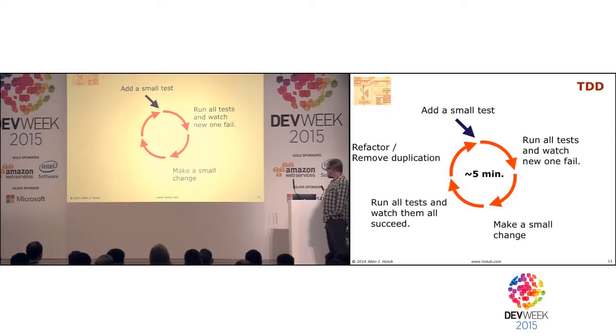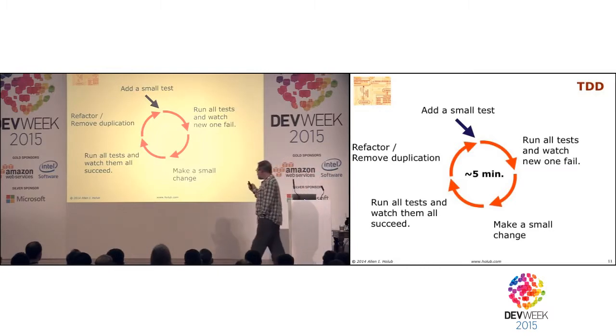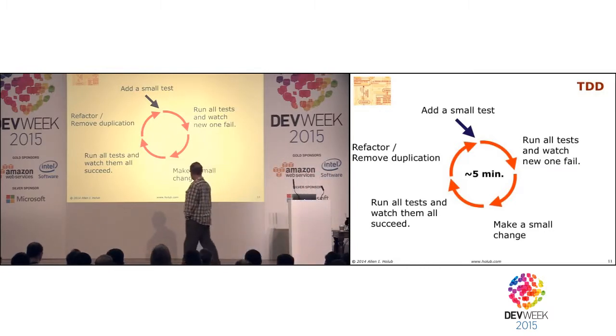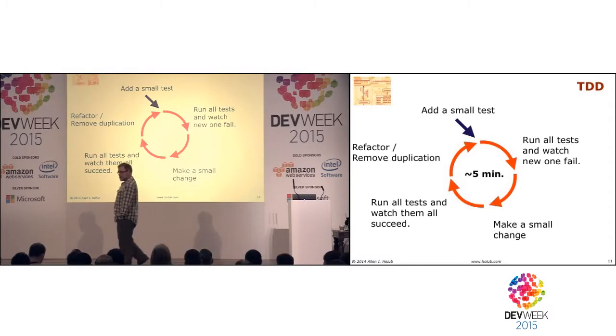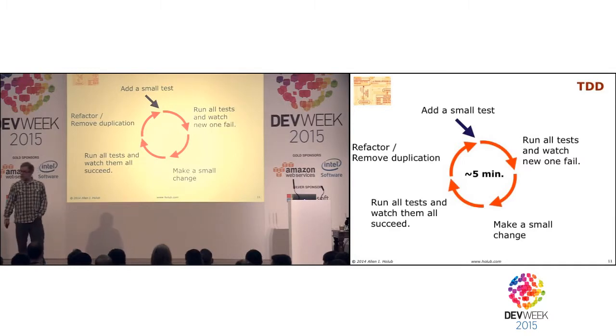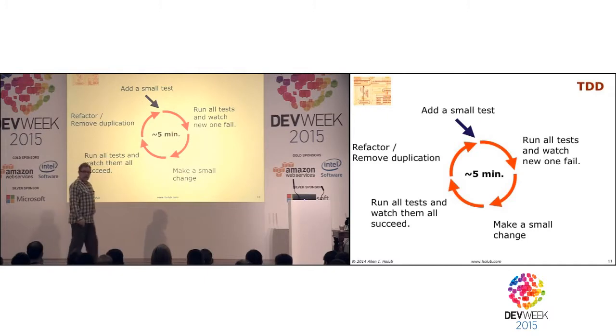Third step is that you make a very small change, the smallest change you possibly can in order to get the test to succeed. And then you refactor in order to remove any duplication, for example. Often the process of making that small change involves adding some duplication to the system. And then you just keep going around and around that circle. That circle might take 5 minutes, if that.